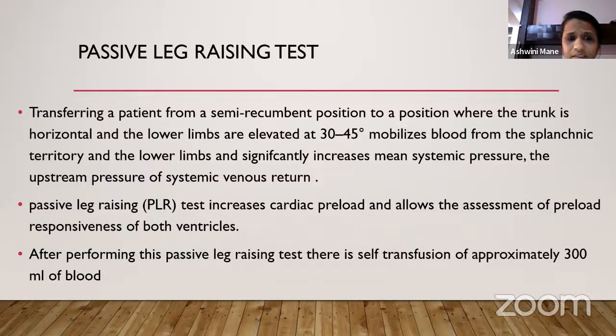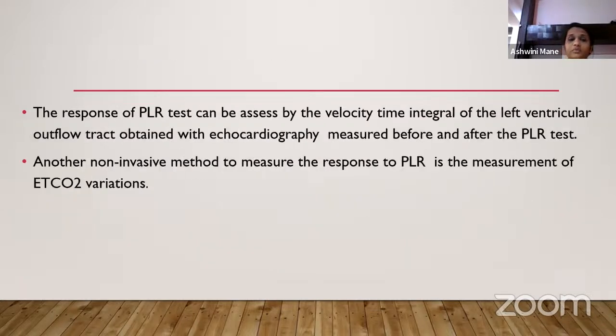So the passive leg raising test increases the cardiac preload and allows the assessment of the preload responsiveness of both ventricles. After performing this passive leg raising test, there is a self-transfusion of approximately 300 ml of blood. And the response to the passive leg raising test can be assessed by the velocity time integral of the left ventricular outflow tract obtained by echocardiography, measured before and after the PLR test.